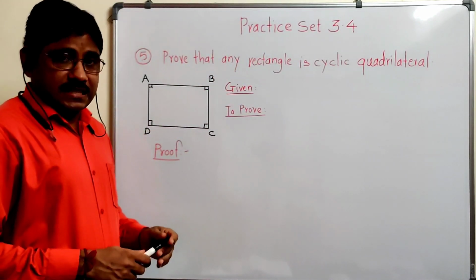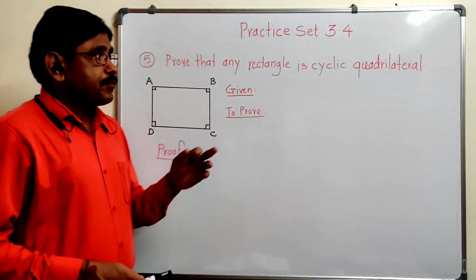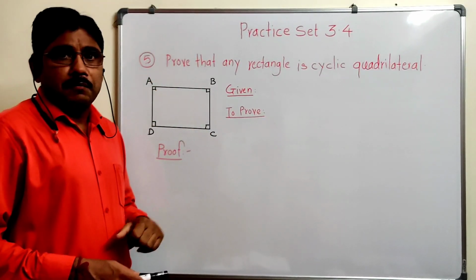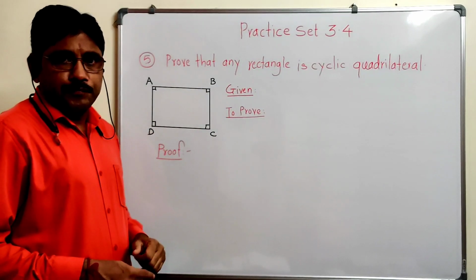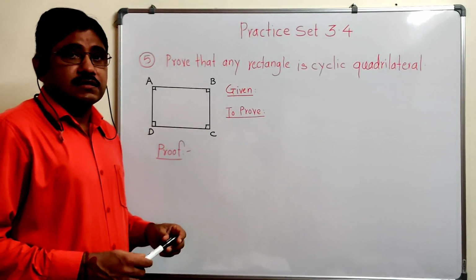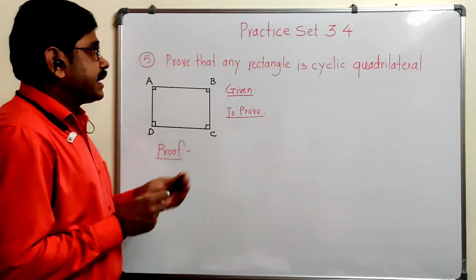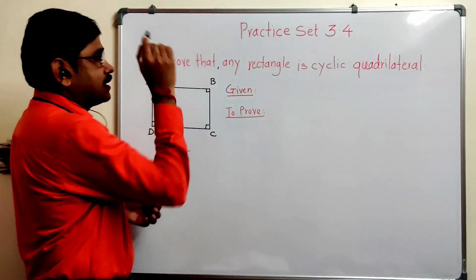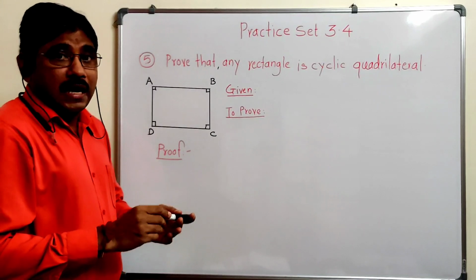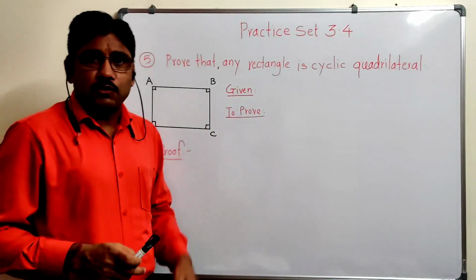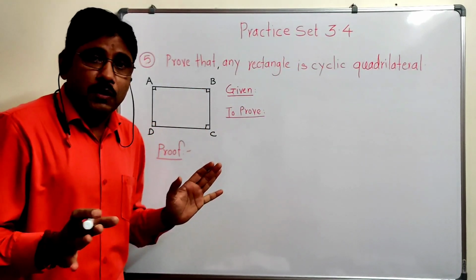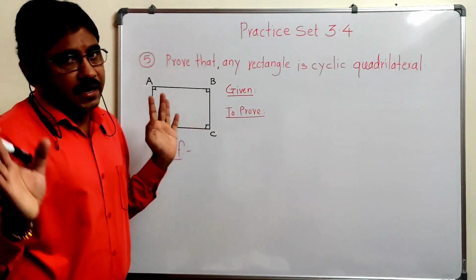Now let us see what is that sum. It is the fifth sum from practice set 3.4. Let us see what is that sum. Prove that, what we have to prove? Any rectangle is a cyclic quadrilateral. Prove that any rectangle is a cyclic quadrilateral. Similarly, we can prove any square is a cyclic quadrilateral.